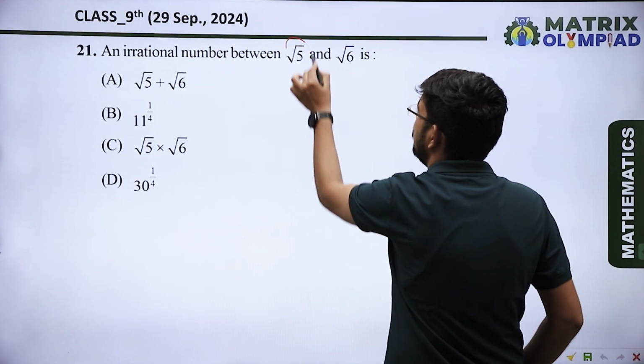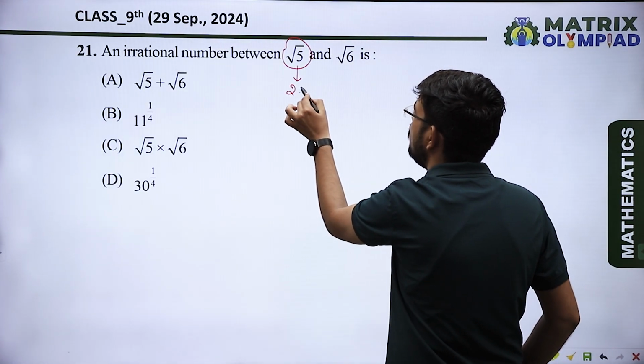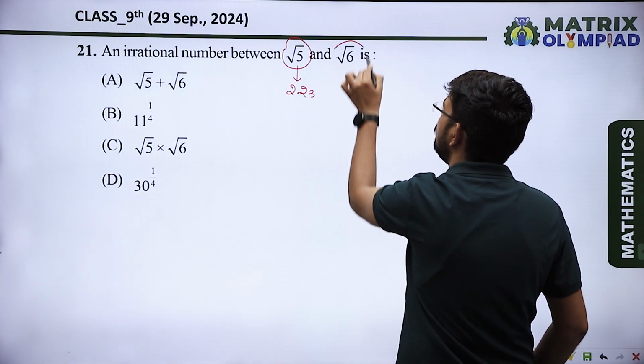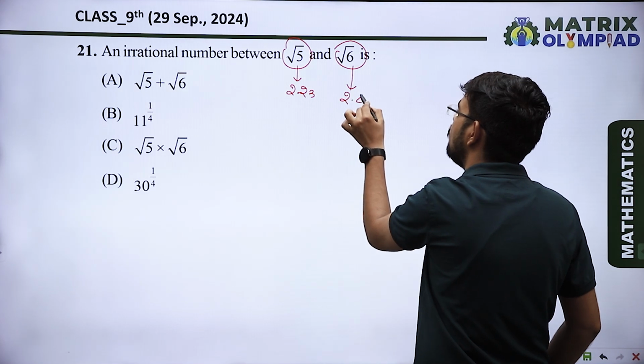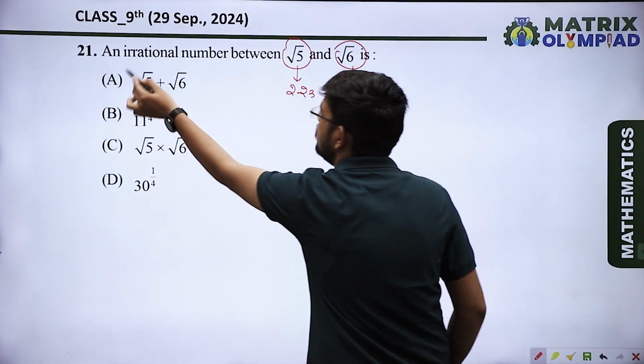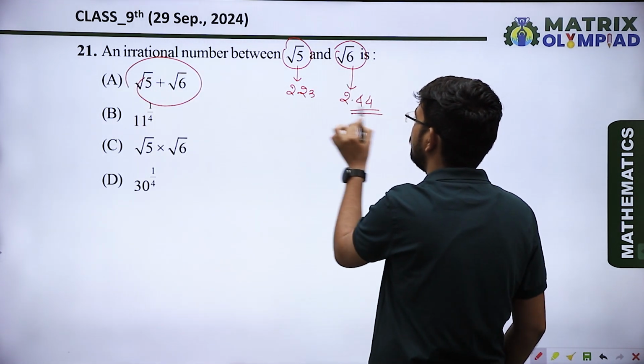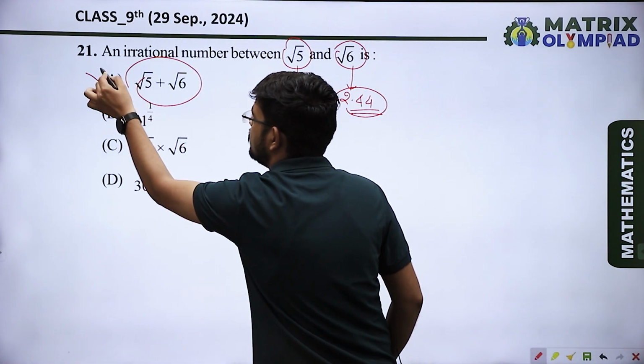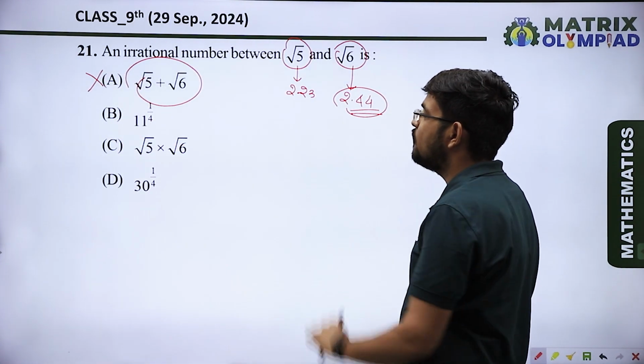Our 21st question is: an irrational number between root 5 and root 6 is. So the value of root 5 is around 2.23 and the value of root 6 is around 2.44. So the sum of these numbers is greater than this number. So this number does not lie between root 5 and root 6.